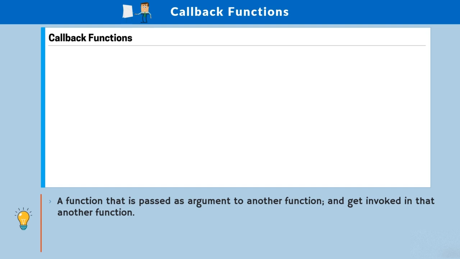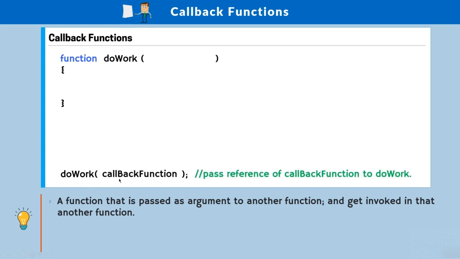So whenever a function is being passed as an argument to another function, and that callback function is being executed at the end of the other function, then that function is called a callback function. For example, there is a function that performs some task, such as doing some calculation or doing some work, and we are invoking that function here, and at the same time you are supplying a function as an argument, and that function is called a callback function.